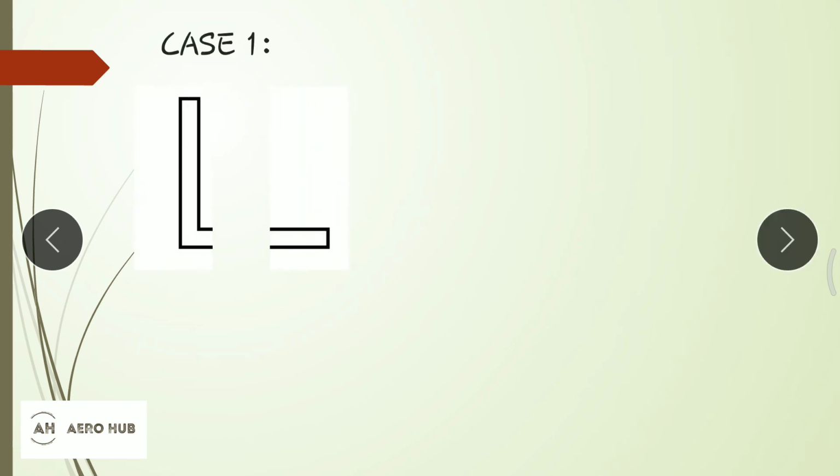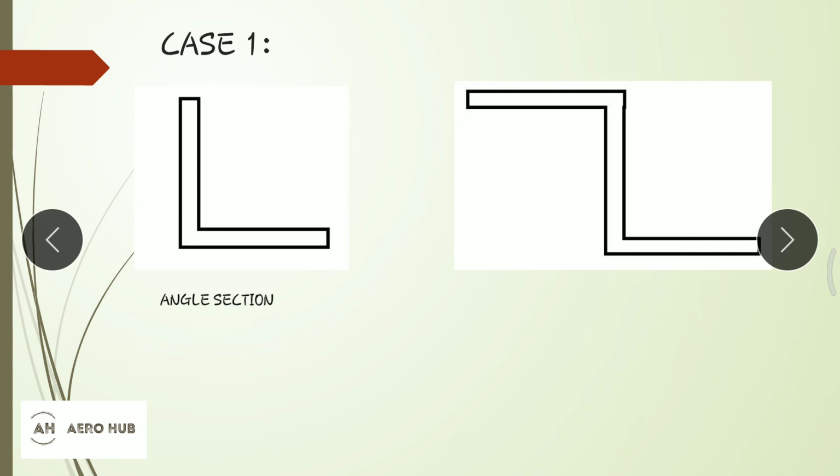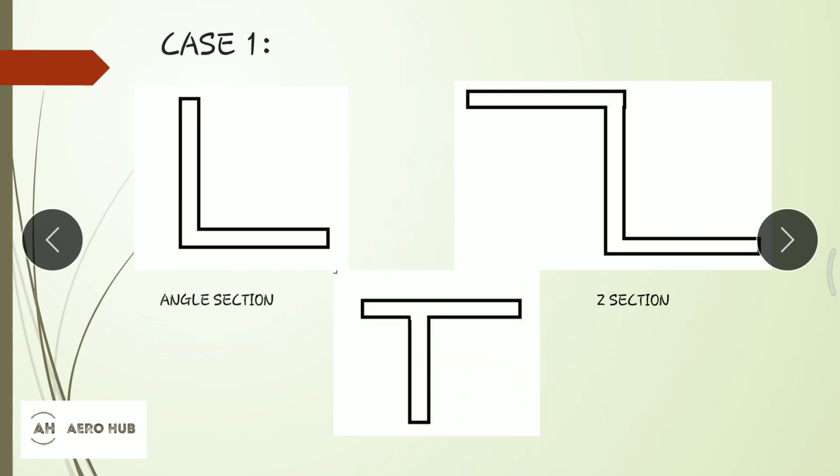Case 1, you have an L section or angle section. It's an unsymmetrical section. When you apply any type of load, this structure will have unsymmetrical bending. When you have a Z section or C section, you will always have unsymmetrical bending. When we have a T section, it's something like this. It's not symmetrical about the X or Y axis. You will have unsymmetrical bending.